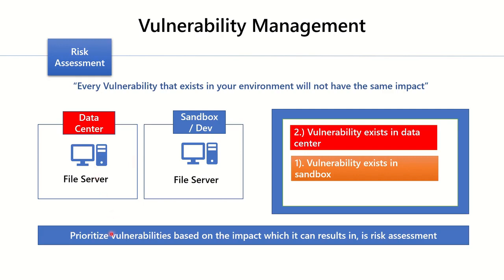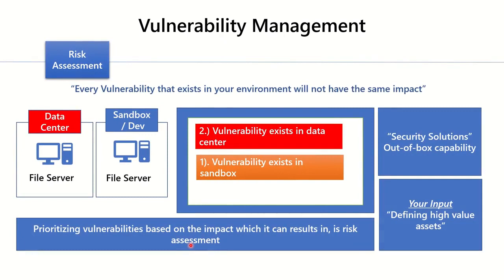Okay, so basically prioritizing vulnerabilities based on the impact they can result in is risk assessment. And as I've said before, most security solutions will offer you this capability by default. But their insights in terms of prioritizing vulnerabilities will be majorly focused on public data, or relevant incidents which have already happened. Okay, but when it comes to your input, you can let your security solution know that these are the servers or devices which are high value assets for me. So if there is any vulnerability that exists for these devices or servers, they have to be prioritized.